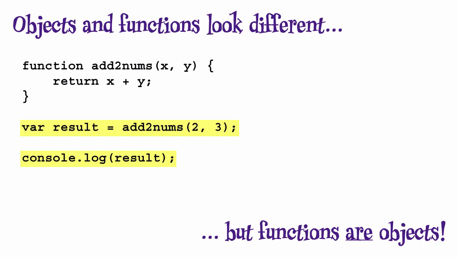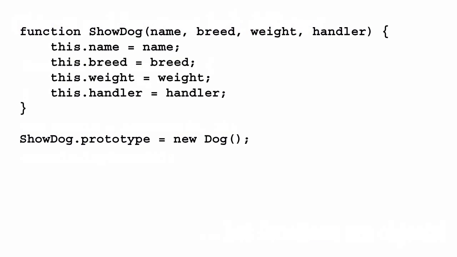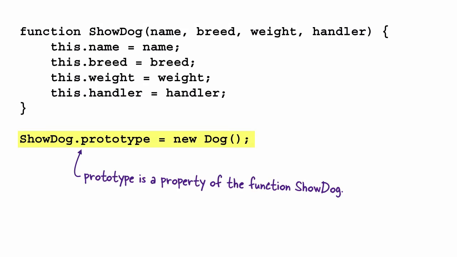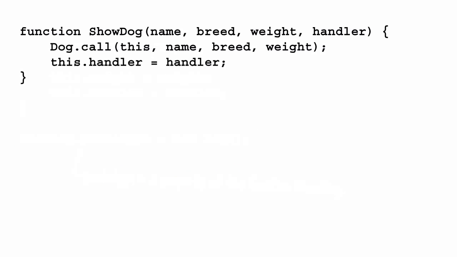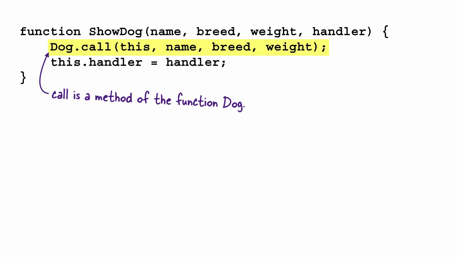However, there are times when you can see how functions are object-like. For instance, functions have properties and methods. In Chapter 13 of Head First JavaScript Programming, you learn how to use the prototype property of a function to set up a prototype chain. And later, we use the call method of a function to control the value of this in the function we're calling.